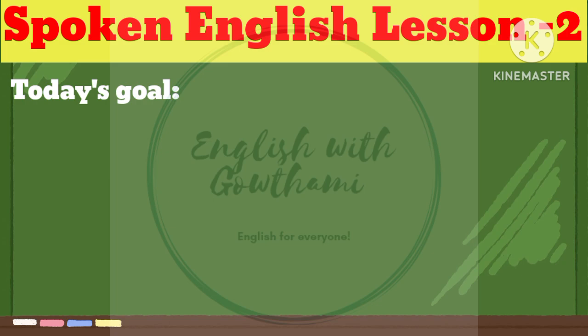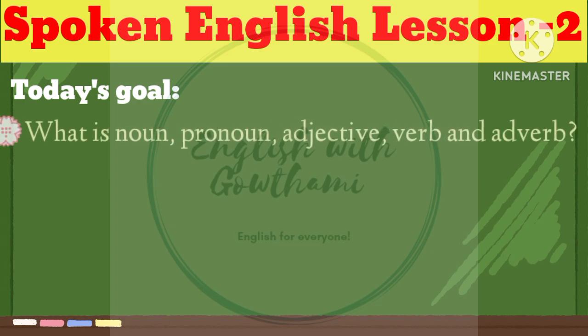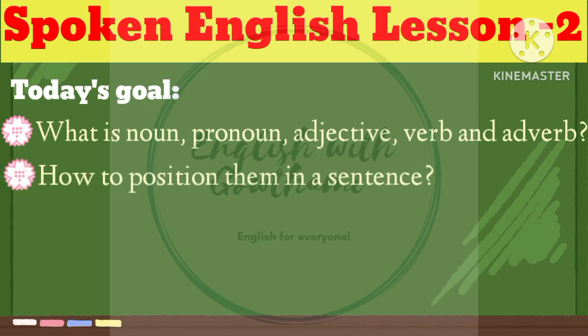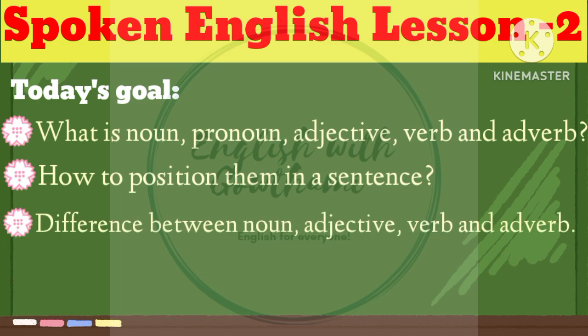In today's class, we are going to understand what is noun, pronoun, adjective, verb and adverb. Second, we are going to know how to position them in a sentence, because if we know how to position them correctly, then only we can form a correct sentence. The third thing we are going to discuss is how to identify and differentiate noun, adjective, verb and adverb. And finally, we are going to see a lot of examples. So now let's start the video.